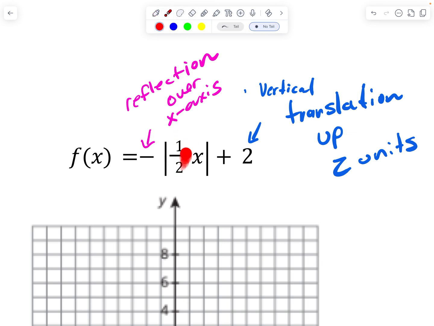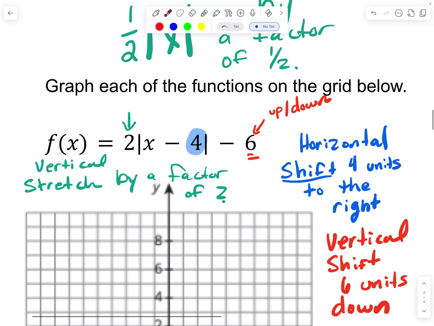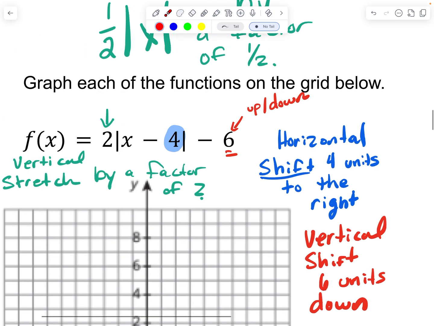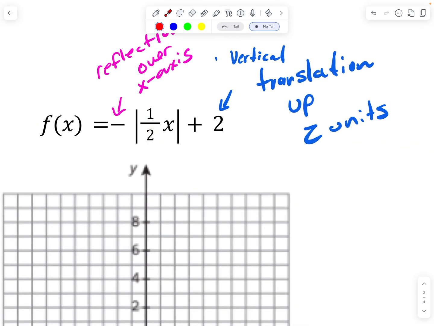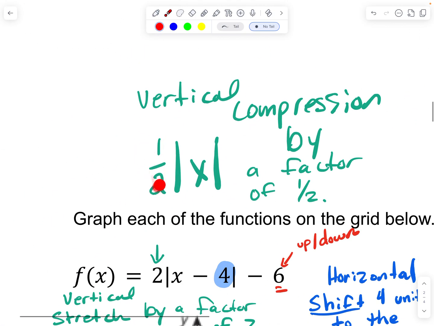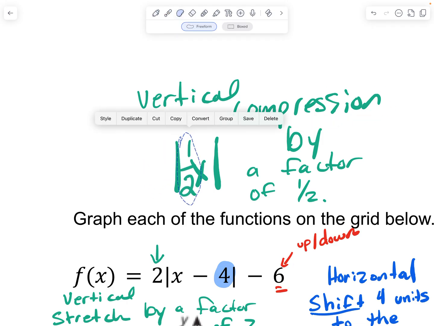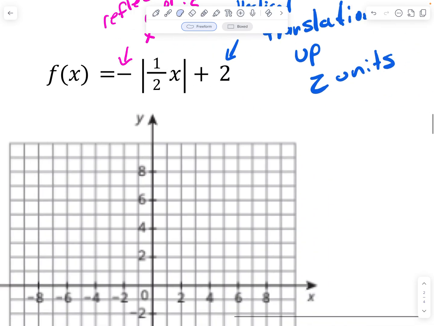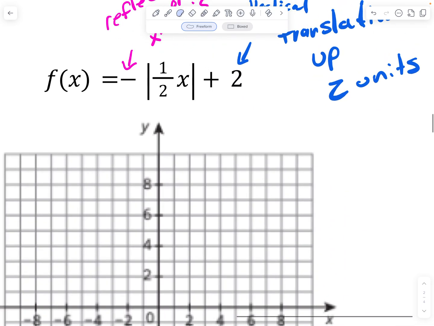This number here, this is interesting. This is not on the outside. It's not like this number here. See how that's on the outside? This is on the inside. Remember, insiders are liars. Remember what I said earlier. This is a vertical compression of 1/2. But if I take this 1/2 and I put it on the inside, it changes everything. So it does the opposite because insiders lie.